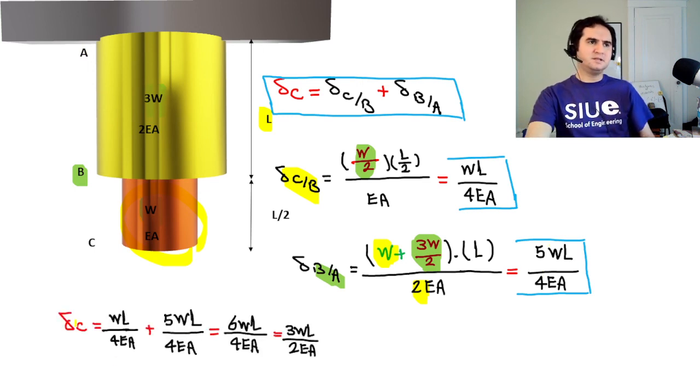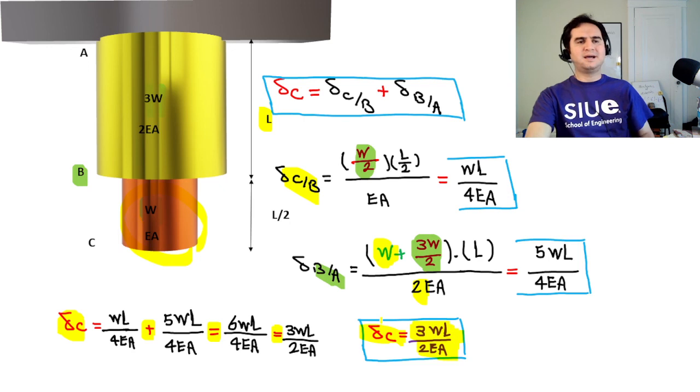And delta C is nothing but the summation of those two. If you do the math, it gives you delta C as 3WL over 2EA. And that's very interesting because it makes the problem far easier, ignoring the integration of parts AB and BC.